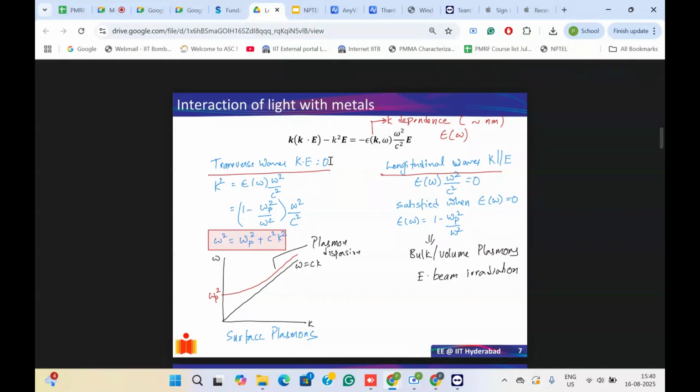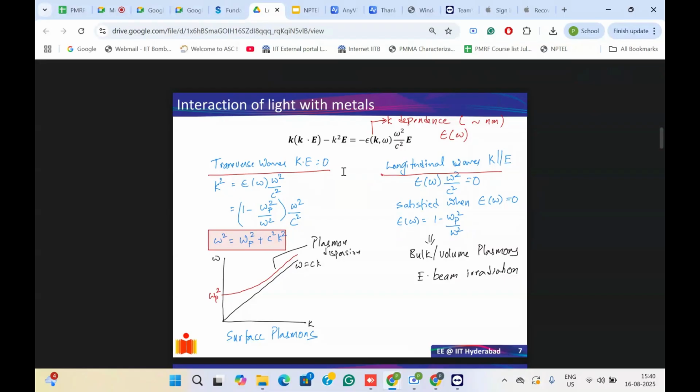For classification of the various types of resonances, we consider whether the wave is transverse or longitudinal. For the transverse wave, the electric field E is perpendicular to the direction of propagation, that is k dot E equals 0. And so k square we can write as epsilon as a function of omega, times omega square by c square.